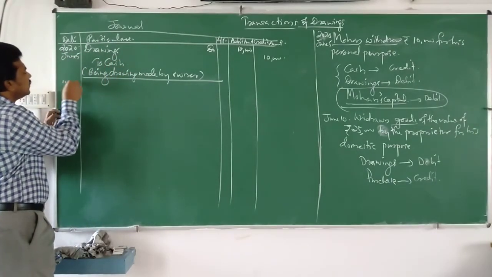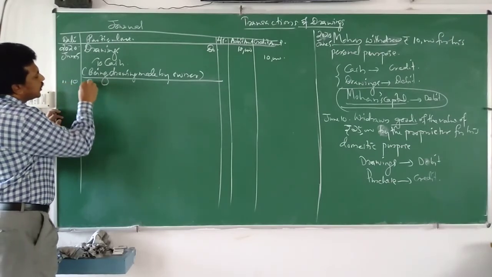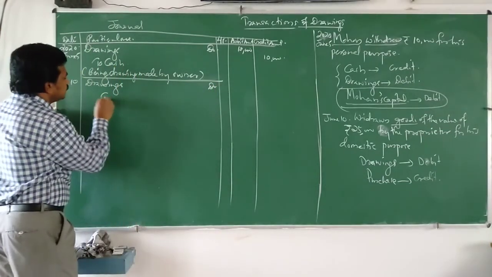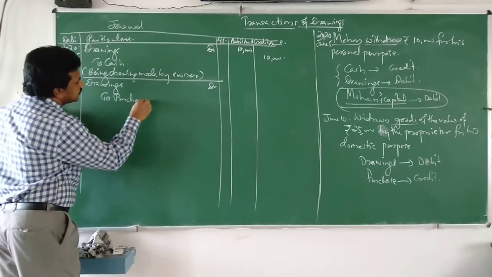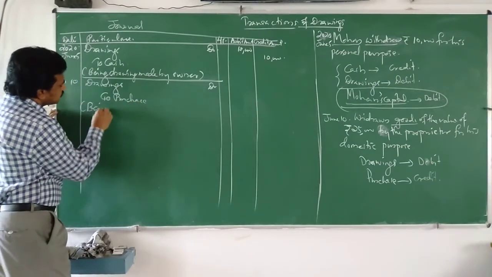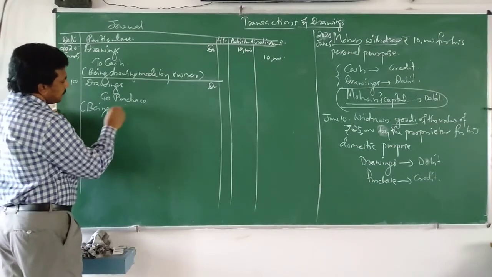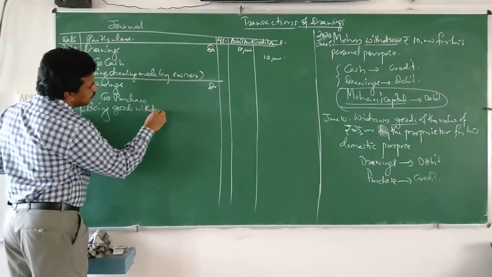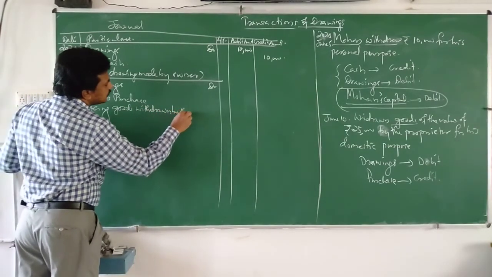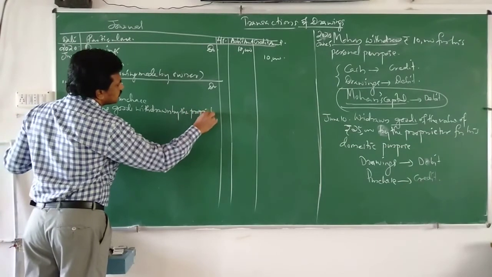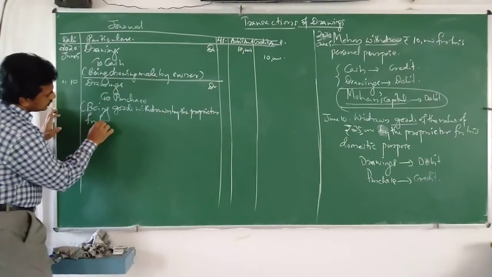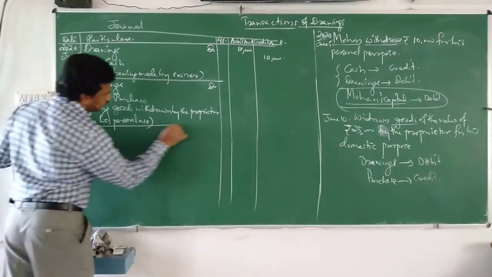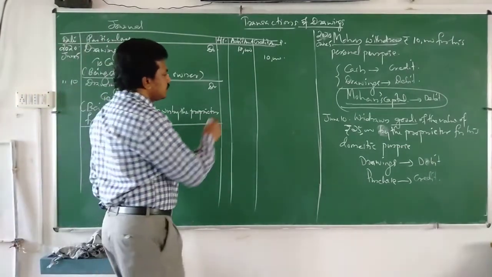2020 June 10th, drawings debtor to purchase, being goods withdrawn by the proprietor for his personal use. How much? 25,000.